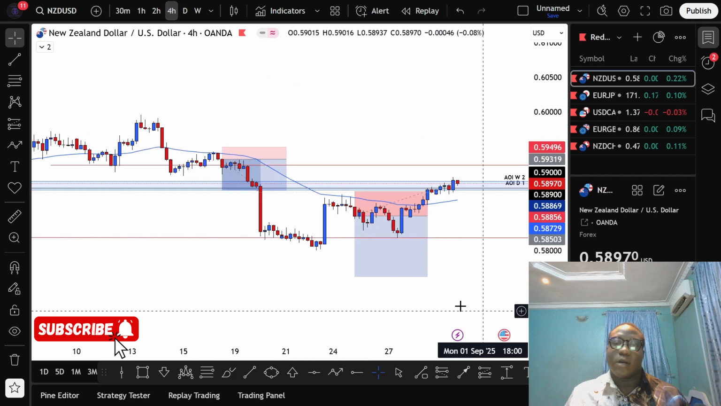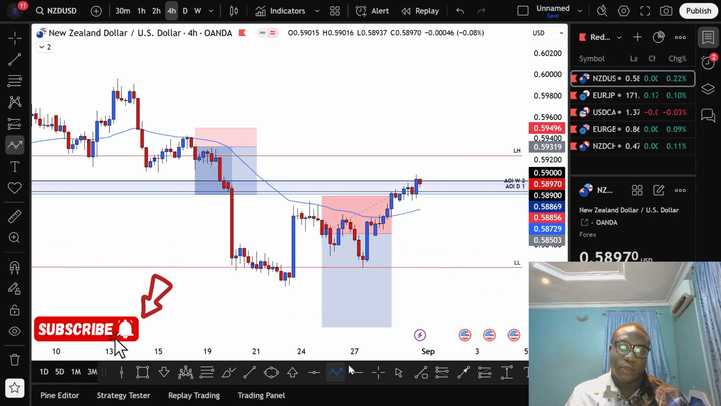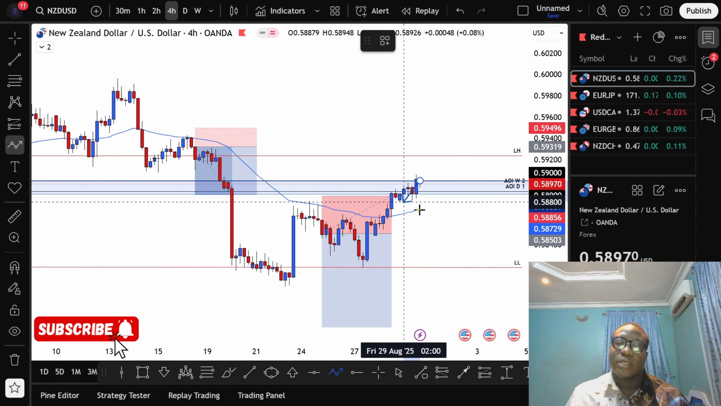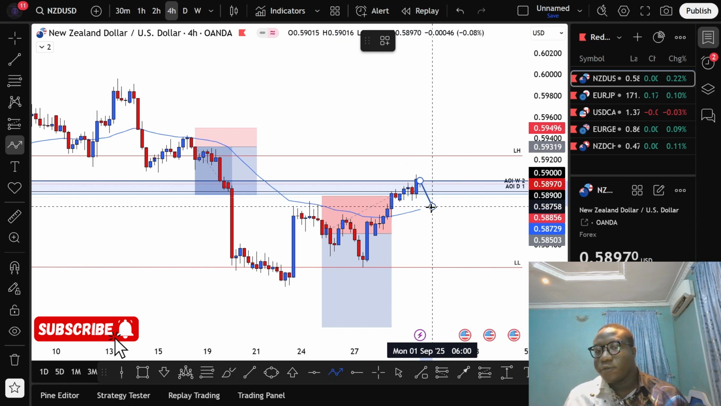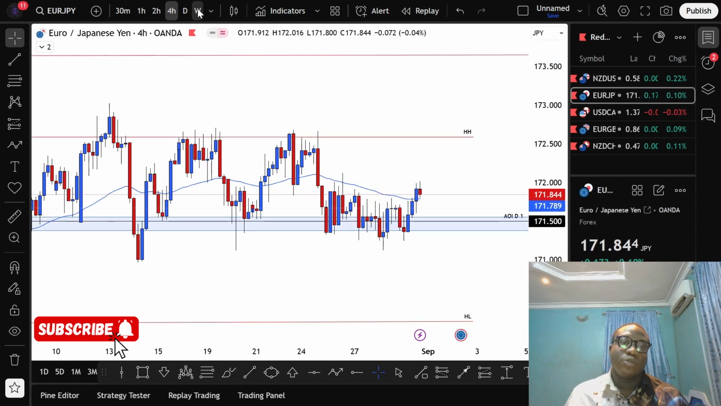If we go down to the 4-hour time frame, basically on the 4-hour time frame, all I was just waiting for is for the market to give me my entry signal around this area for me to take the trade to the downside. The next pair we have is EURUSD.